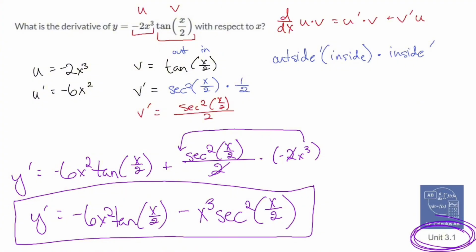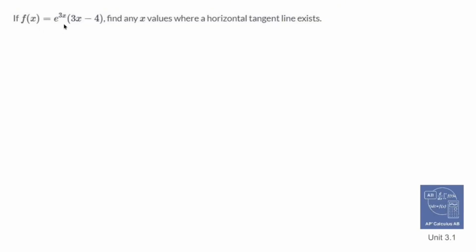If f of x equals e to the 3x times 3x minus 4, find any x values where a horizontal tangent line exists.